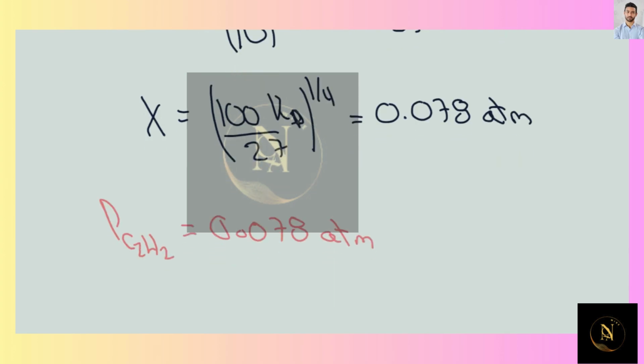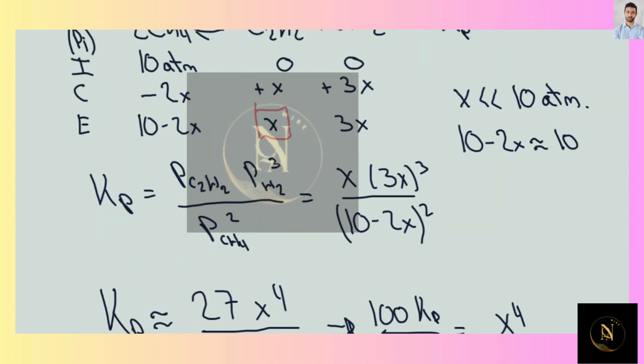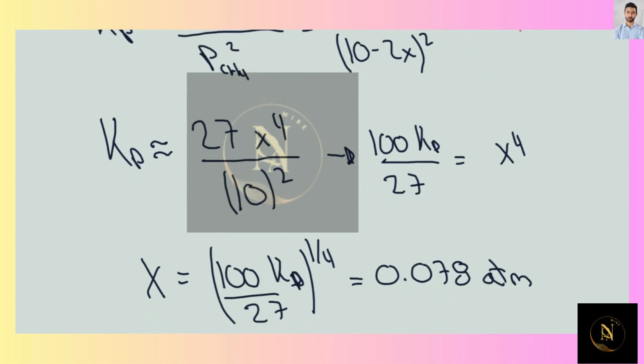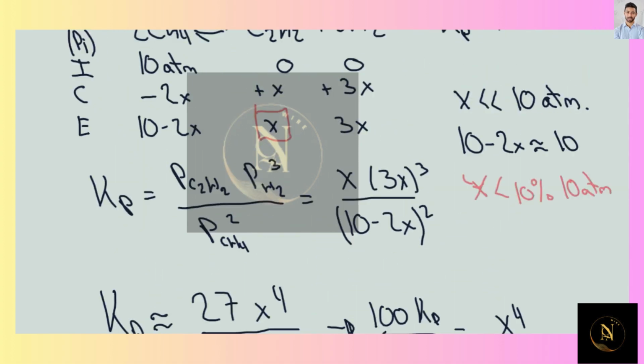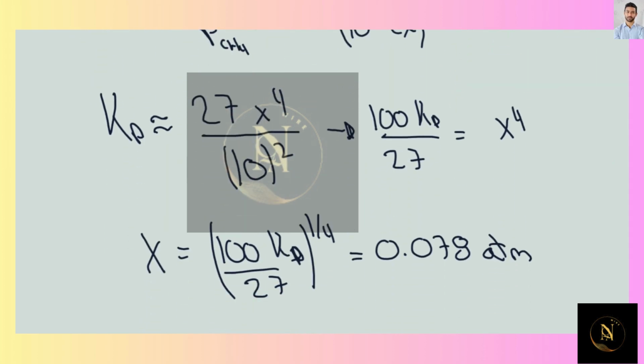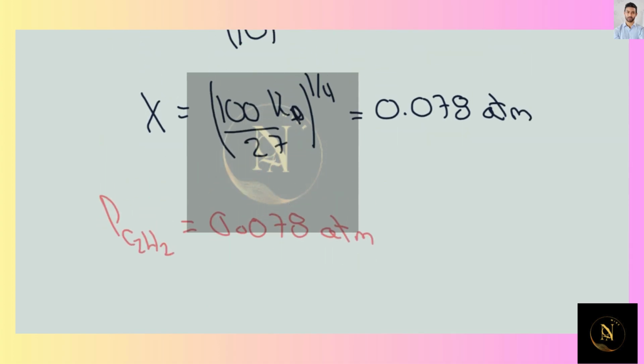Just to check if this approximation was correct, what we can do is compare the value of 10 with respect to x, and as long as x is lower than 10% of 10 atmospheres, then we're good to go. In this case, this is going to be quite true. Actually, the value of 2 times x, the quantity that we subtracted over here, is going to represent only 1.56% of the initial pressure. So the approximation is valid, and this is going to be your final answer.